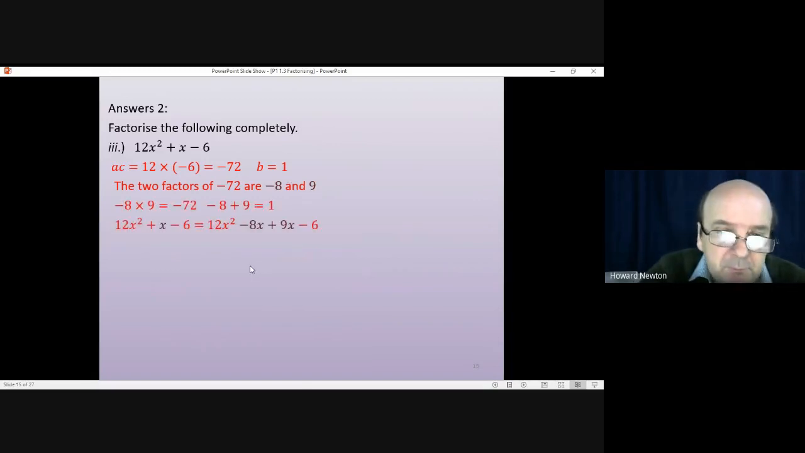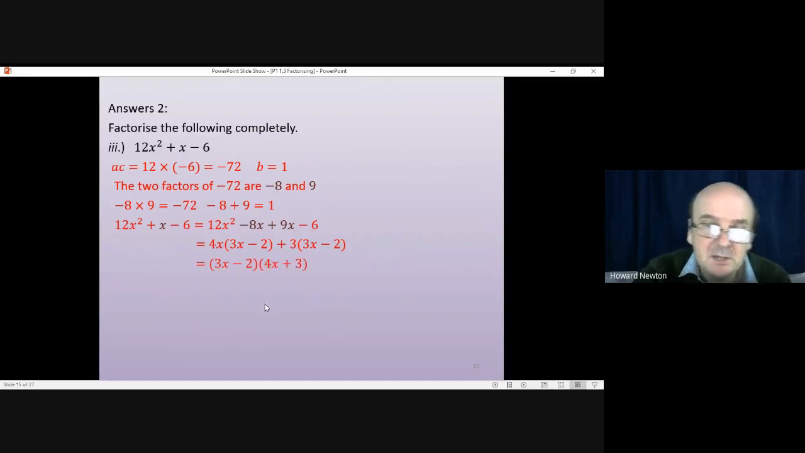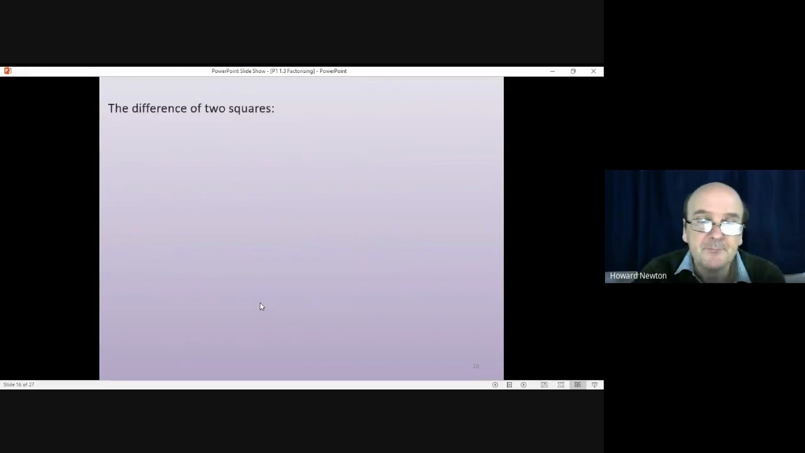And then we split up the middle term in the same way. Minus 8x plus 9x. Doesn't matter the order. It'll work either way round. Factorizing the first pair gives us 4x into 3x minus 2. The second pair, 3 into 3x minus 2. We've got the same thing in both brackets, so all is well. That is the common term. We take 4x from the first one, plus 3 from the second one, and that is the answer.